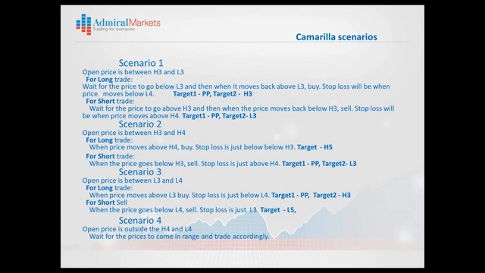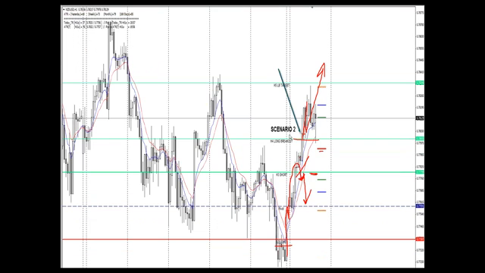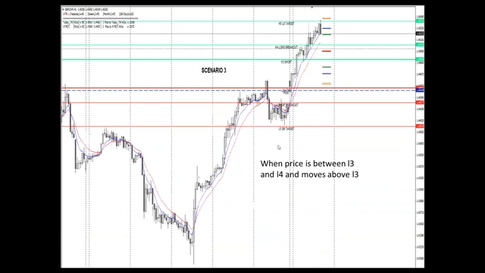Scenario 3 is when the open price is between L3 and L4. Same, when the price moves above L3 we buy, and the stop loss is just below L4. Target 1 is the pivot point, target 2 is H3. Also for short selling, when the price goes below L4 we sell. Stop loss is just above L3. You see, this is our second scenario and this is our third scenario.